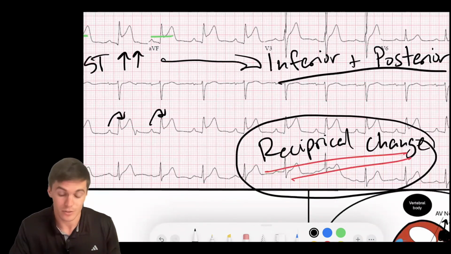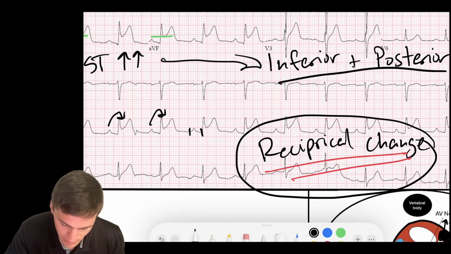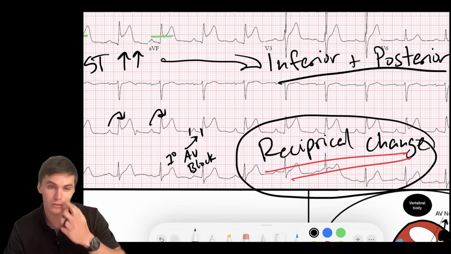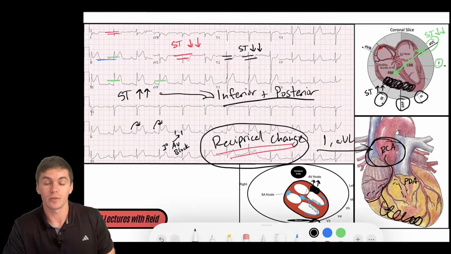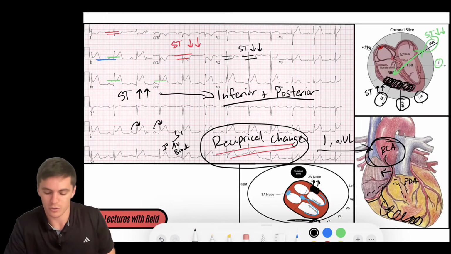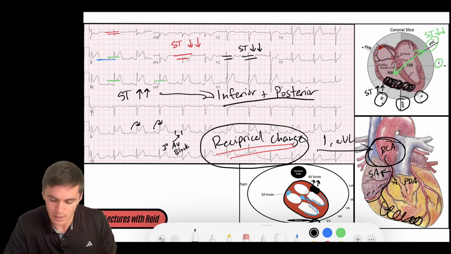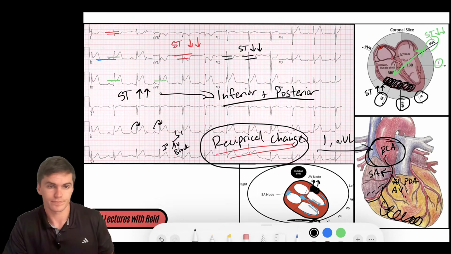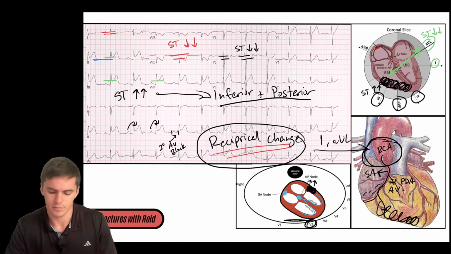You might also have noticed something interesting is that we also have a first degree AV block, right? My PR interval is greater than 200 milliseconds. And so remember that the right coronary artery also supplies the SA and AV nodes. So maybe there's some AV nodal involvement that we're seeing here as well. We need to probably trend that, right? This is a good example of inferior posterior STEMI, okay?